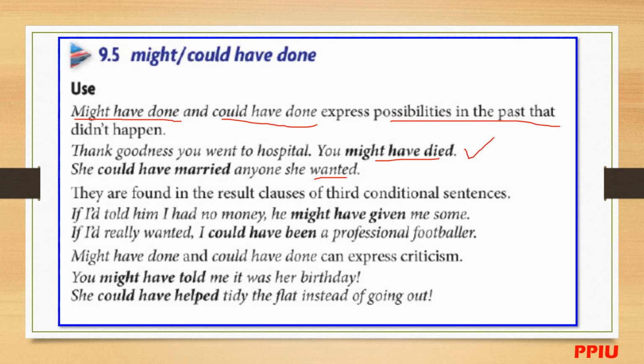Okay, so the other part, they are found in the result clauses of conditional sentences. If I told him I had no money, he might have given me some. Okay, but I did not tell him, and I did not get any money from him as well.